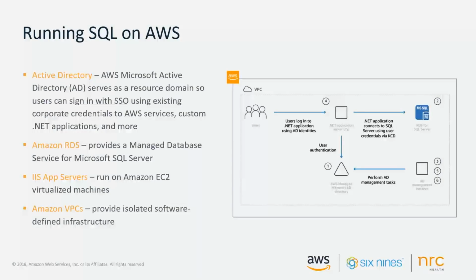So on the right, there is an example of users logging into their .NET application using their AD identity. IIS is really authenticating that user through Active Directory. Those AD tasks are managed there. That AD can reside in AWS, can run on EC2, or can be a managed service as Active Directory. There's also a connector, so again, your corporate directory can be leveraged, and then you can authenticate your .NET application to connect to SQL Server using those credentials.